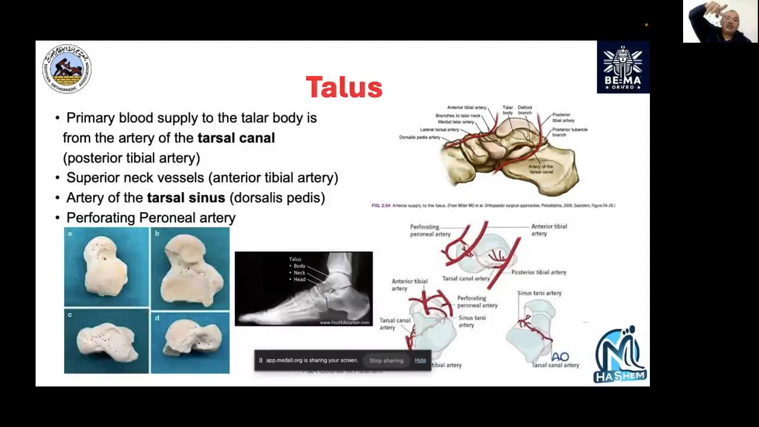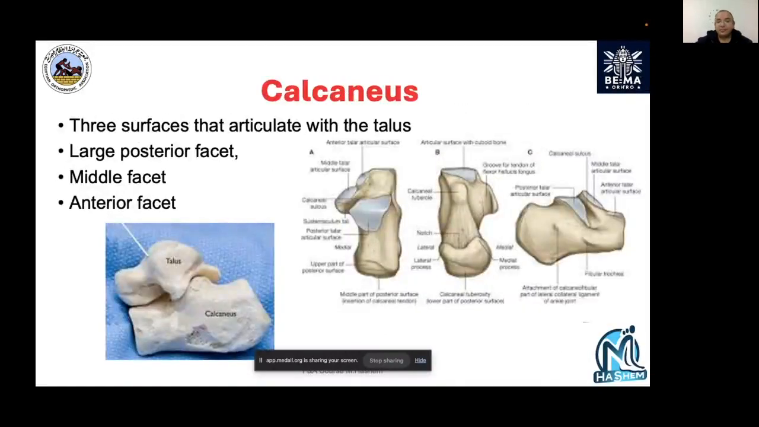So from rotation in the axial plane to rotation in the coronal plane, this beauty happens because of this special hinge, which is the unique talus, unique calcaneum, and the unique subtalar joint. So if you look at the calcaneum, it has a posterior facet, it has a medial facet, and it has an anterior facet.